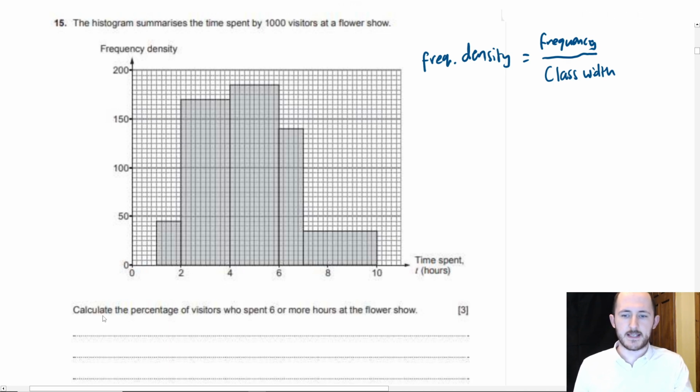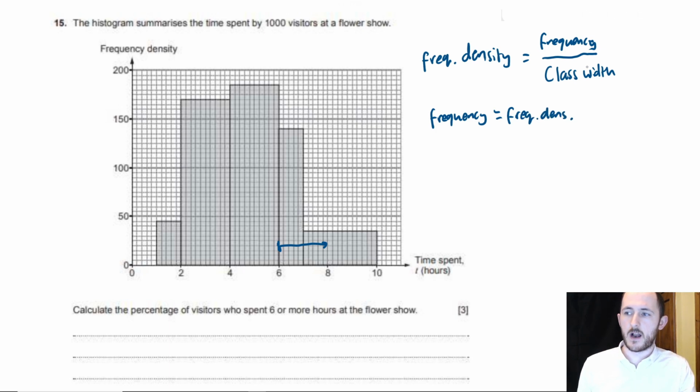Okay. This is calculate the percentage of visitors who spent 6 or more hours at the flower show. So if we look at 6 or more hours, that's everything from this to the right. So we need to work out how many people are in each of these 2 bars. Okay. Now, the number of people is just the frequency. So all we're doing to work that out is we're getting the frequency density, and we're timesing it by the width of each bar. Okay.